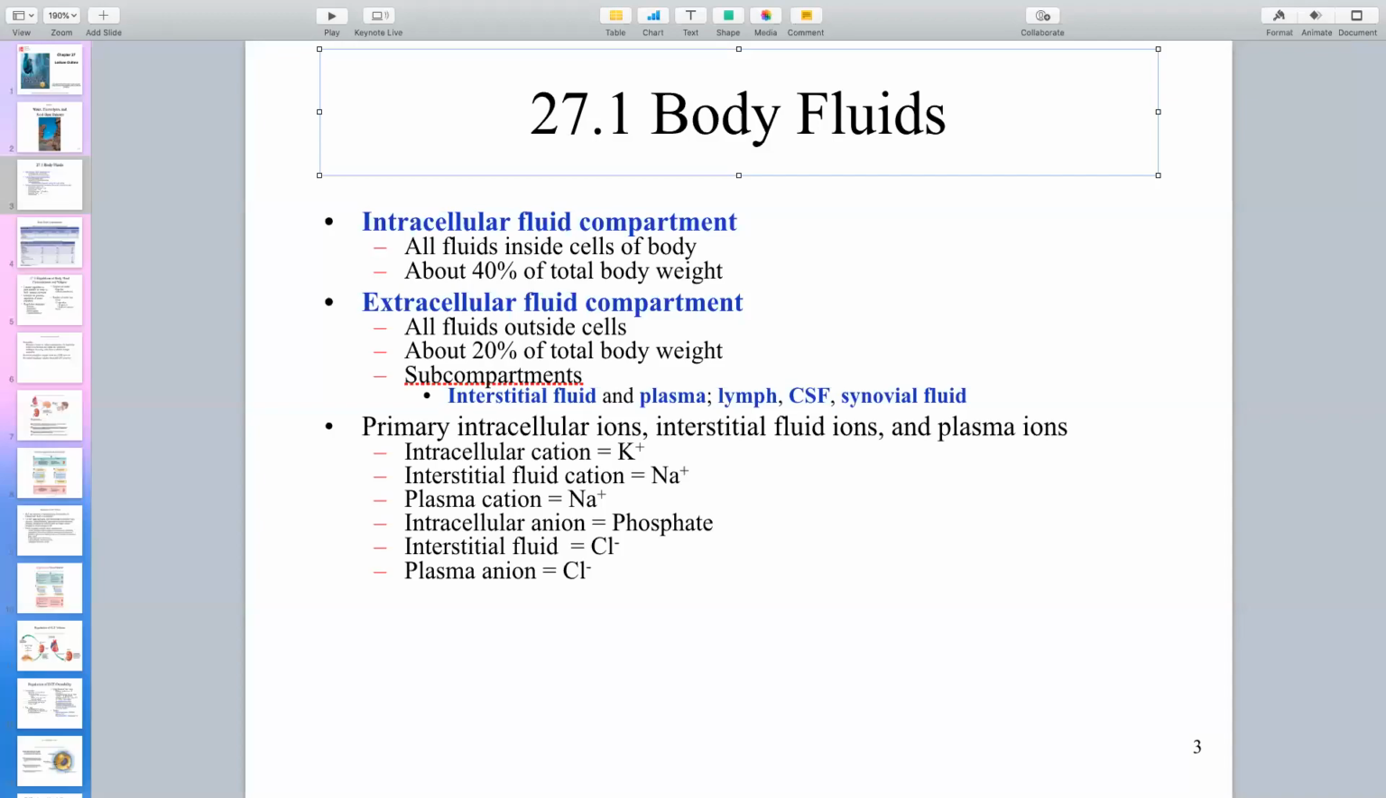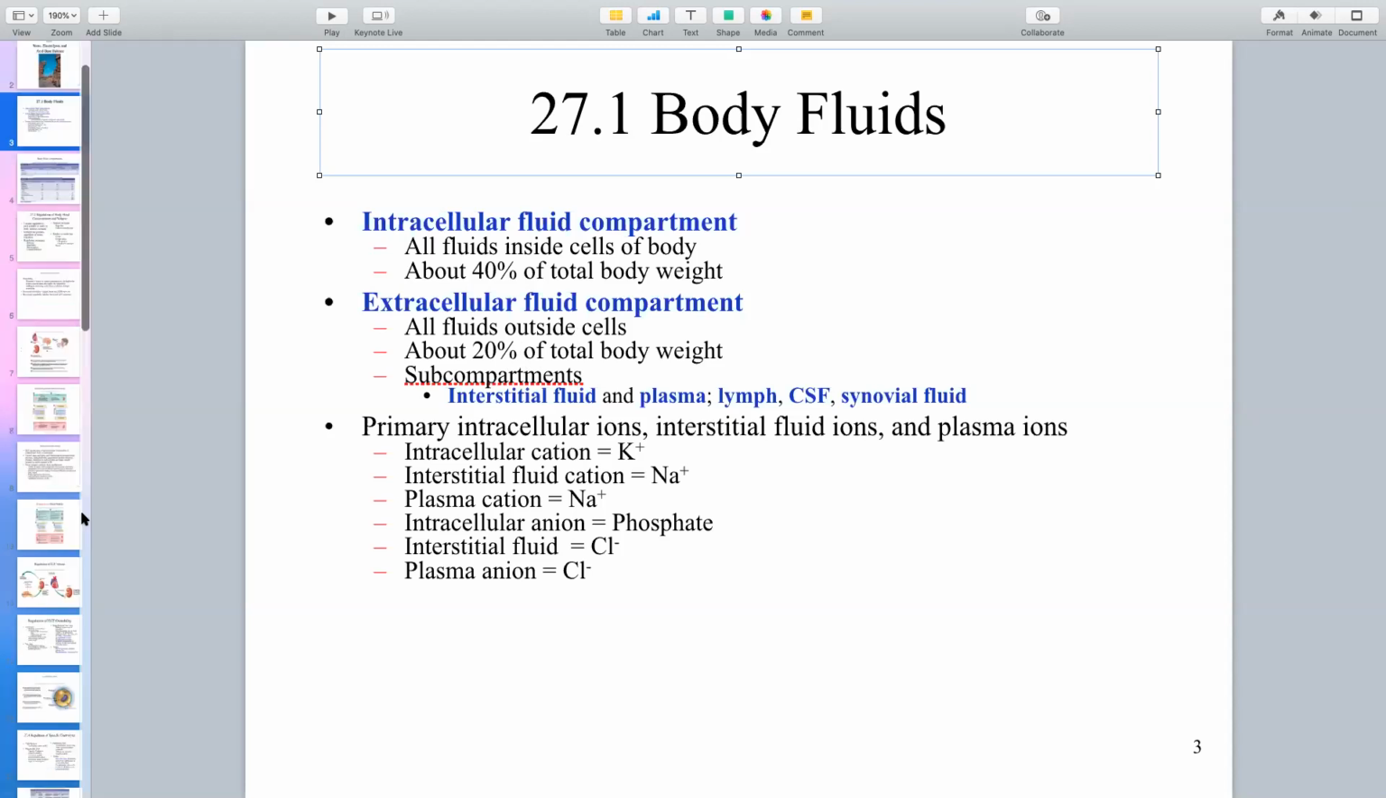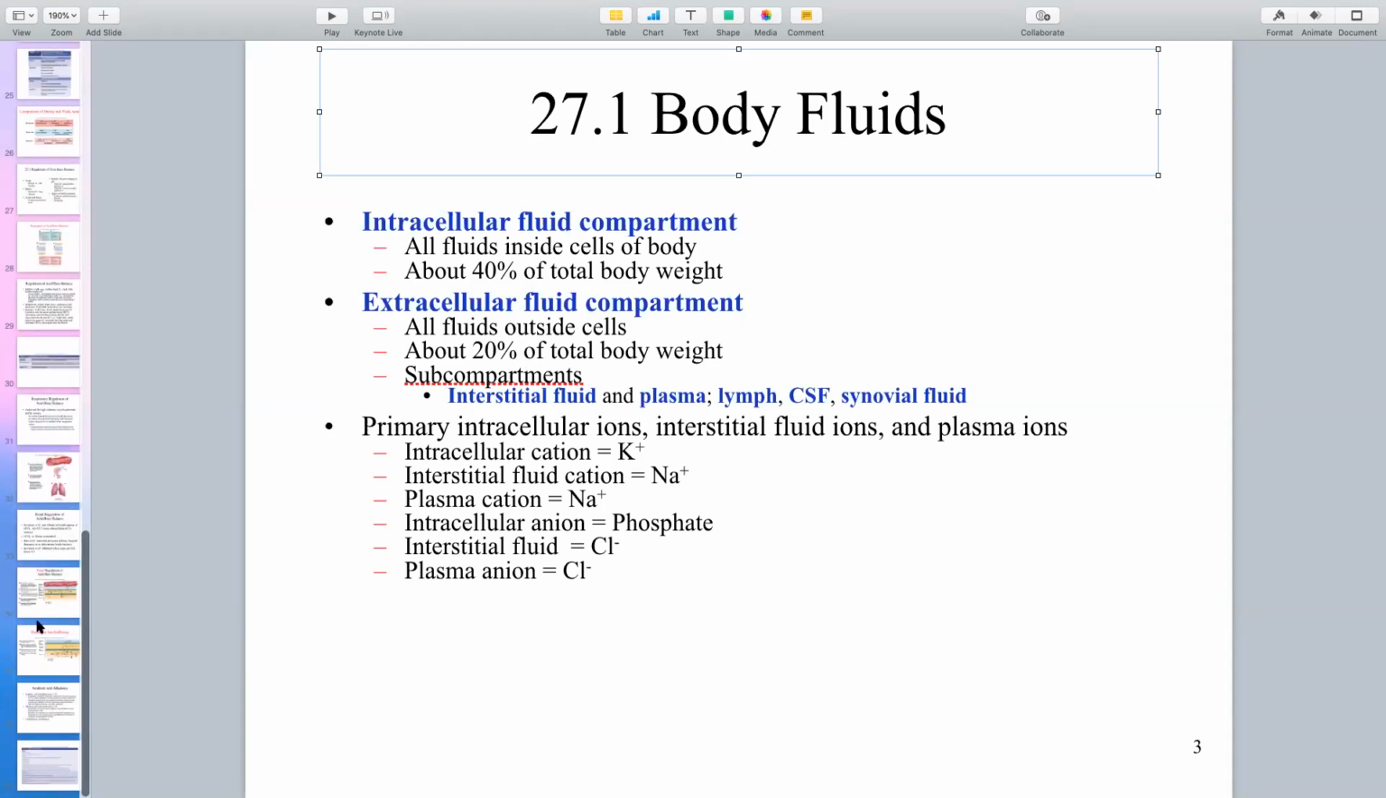So 27 is, you know how 25 and 24 kind of linked up together? One's about metabolism and the other one was about the GI and how we receive fluid and food. Here, 26 and 27 makes sense, right? 27 is about kidneys. 27 is about water content, fluid content. And then at the very end, acid base.